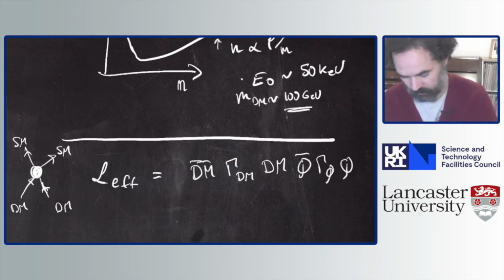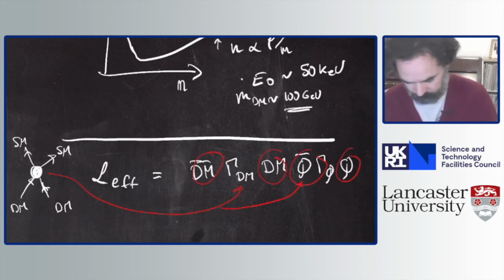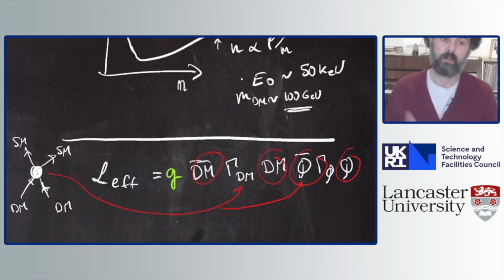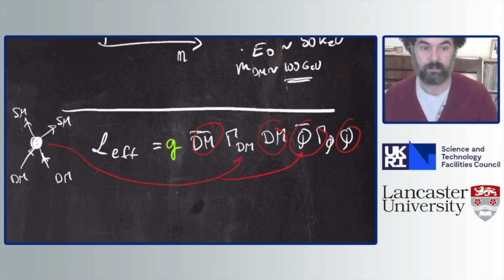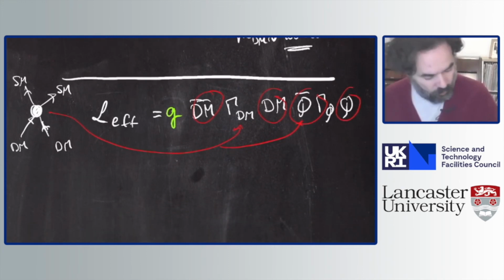Okay, so this is basically the vertex, and here are the four legs of the diagram. And there will be, of course, some coupling that may depend on the momentum, on the mass, on many things. All right. Now, what do we want to compute? Well, the cross-section, right? That's the only thing that is missing.